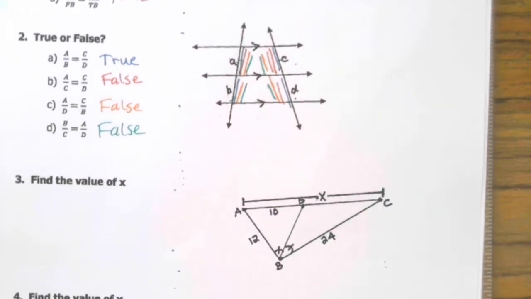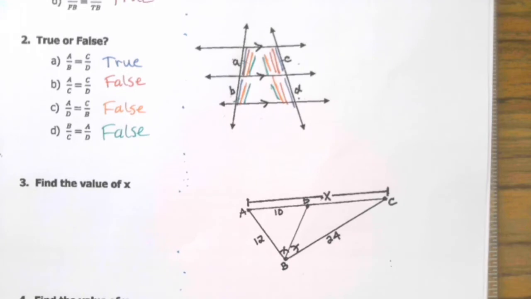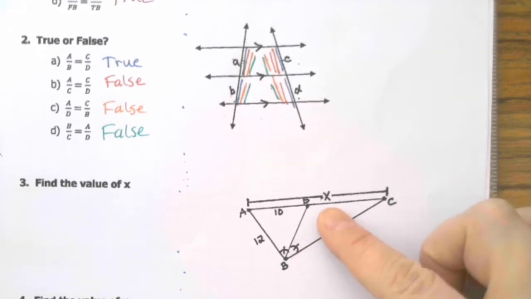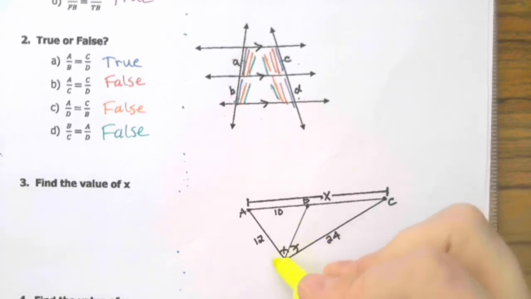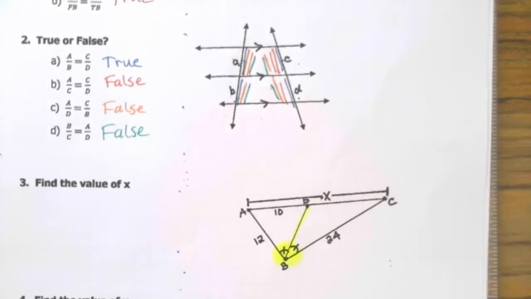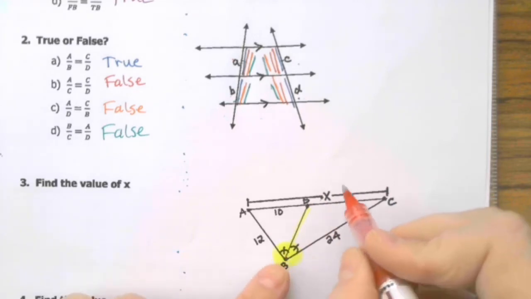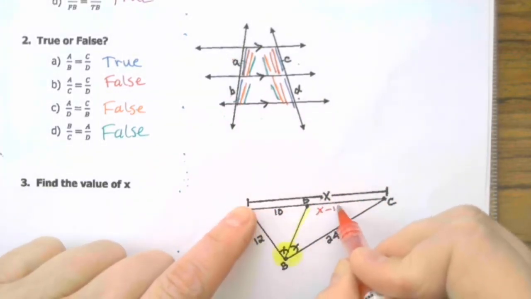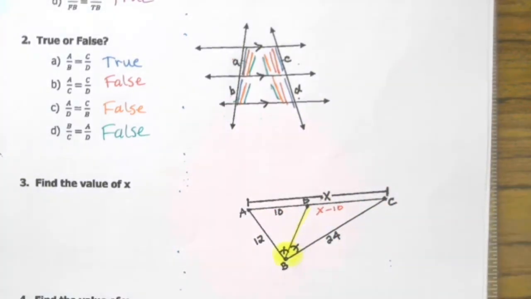All right, find the value of x. Okay, so we have B to D, and B is the angle that's being bisected. And across from it, we have a side that's being split into two pieces. The left piece is 10. The right piece is going to be the whole thing, x minus 10. Okay?